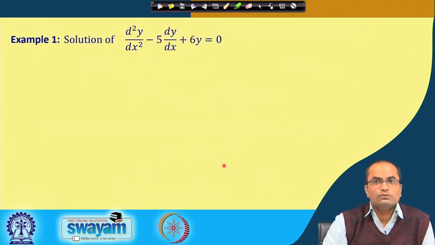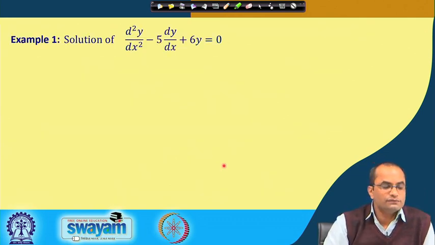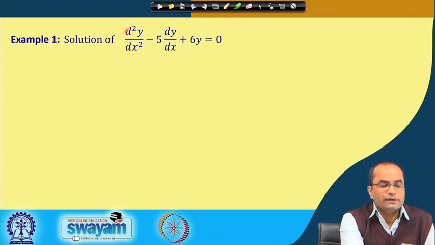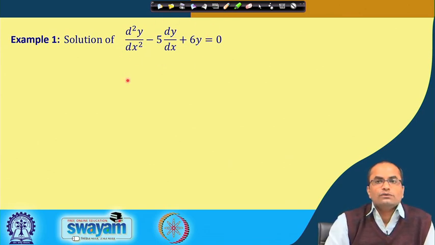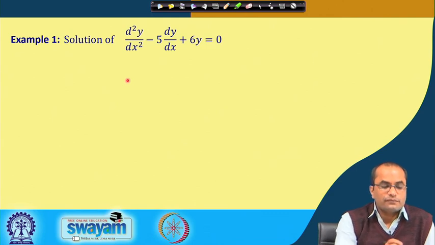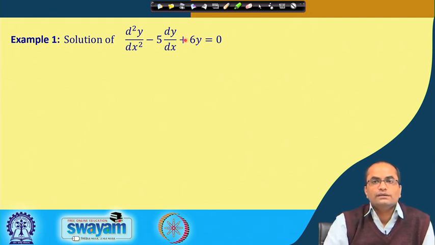Okay, so let us go through 2 examples quickly. In the first example, we want to find the solution of this second order differential equation: the second order term of y minus 5 times the first order term of y plus 6y is equal to 0. This is a homogeneous linear differential equation of order 2.